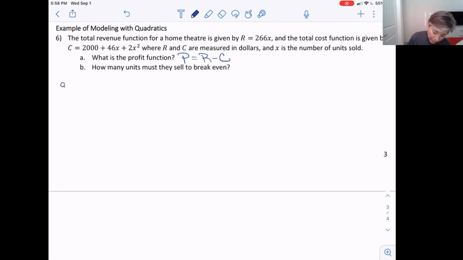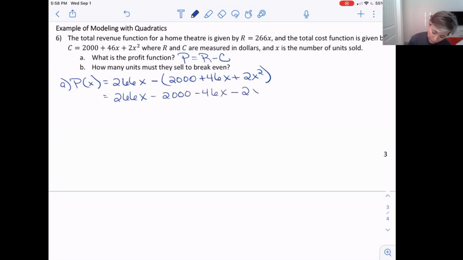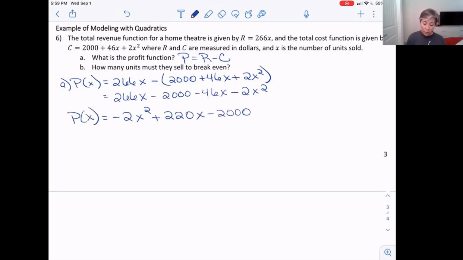So for part A, to find the profit function in terms of x, we're going to take our revenue function and subtract our entire cost function. So do not forget to put in your parentheses so you can distribute that negative, and then combine like terms and write it in descending powers. So we figured out what the profit function is.